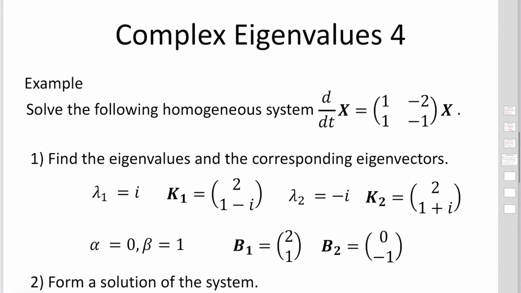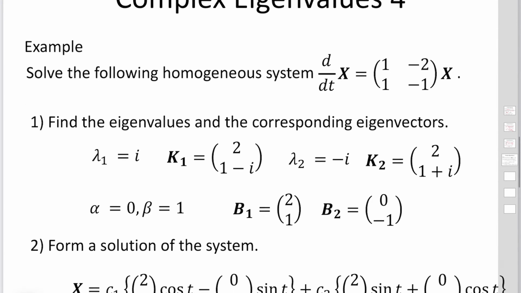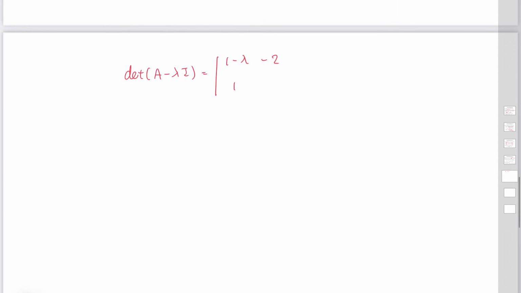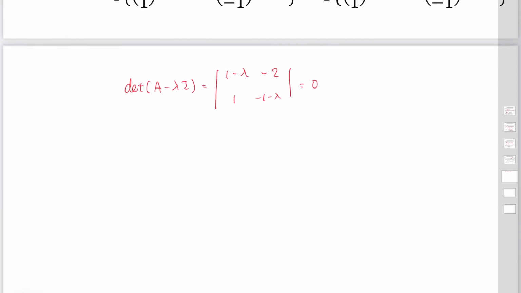Then I'd like to show you an example. Solve the following homogeneous system of equations. This corresponds to A. First of all, we solve the characteristic equation. The determinant of A minus lambda I, which is 1 minus lambda, minus 2, 1, minus 1 minus lambda, equals 0. This equation becomes lambda squared plus 1 equals 0. So lambda equals plus or minus i.